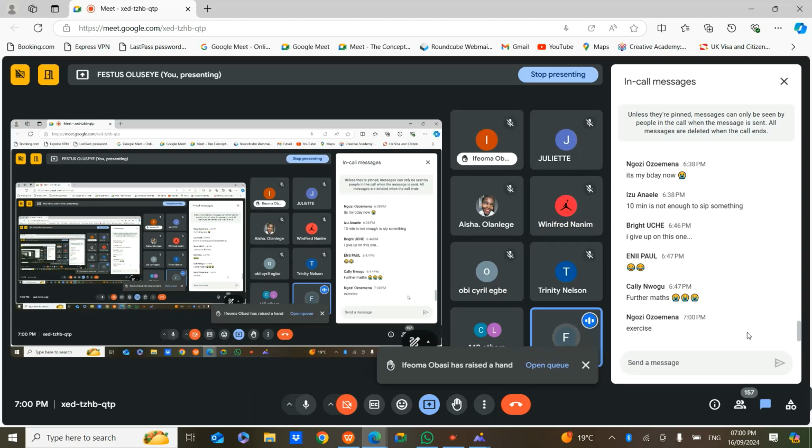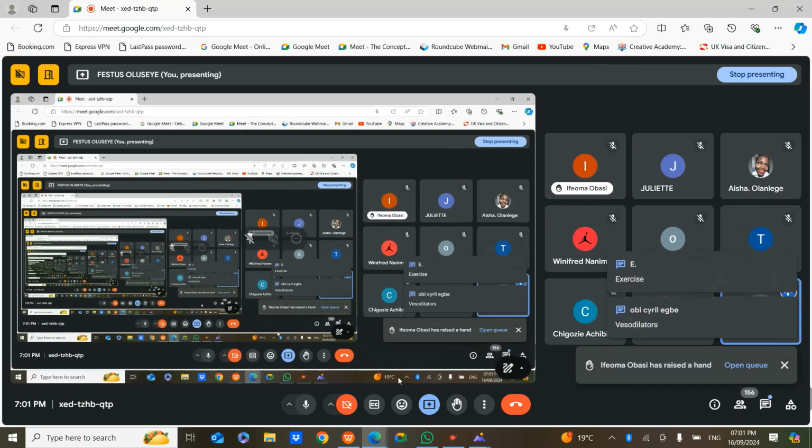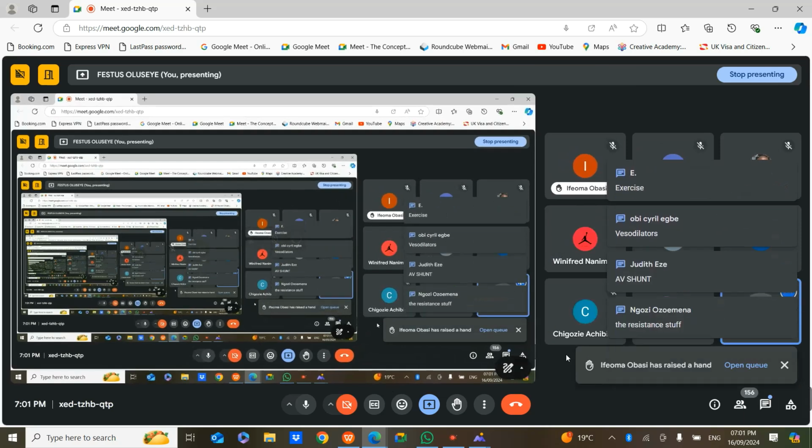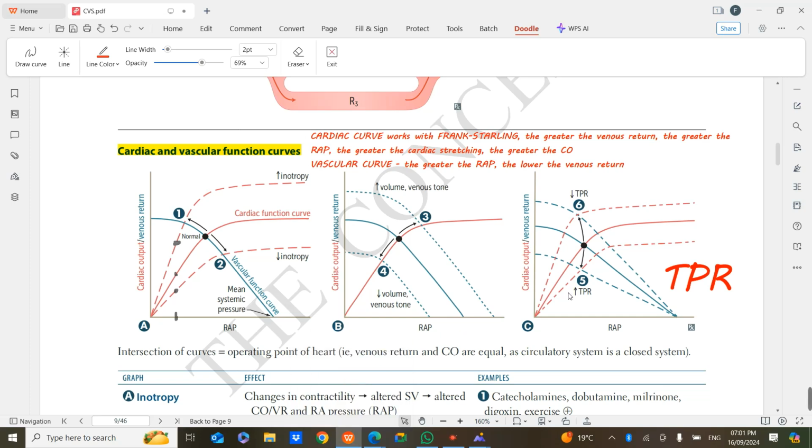Exercise. Someone said further mathematics. When did we do further math? We didn't do further math at all. God have mercy on the person that says we did. Vasodilators and the like. All right. So far, I only asked about the ones we've done so far, so the answer is actually exercise. You got it. Never forget exercise.